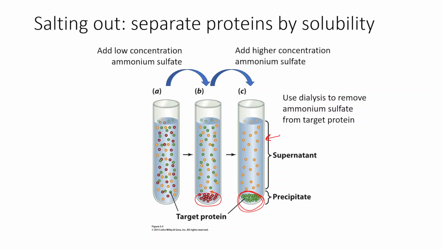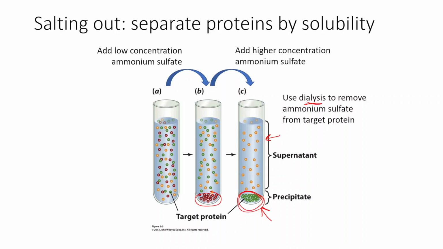The next step you would usually do once you've isolated your target protein is you'd use dialysis, and that would help you remove all of that ammonium sulfate salt from your protein, because a lot of times you don't want all the salt in your final product as you continue to purify. Any questions about salting out?